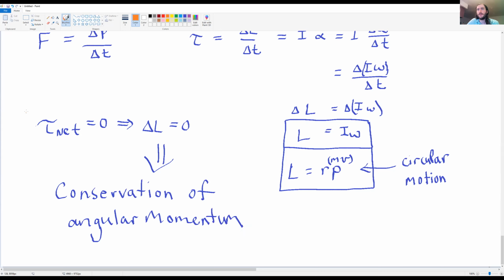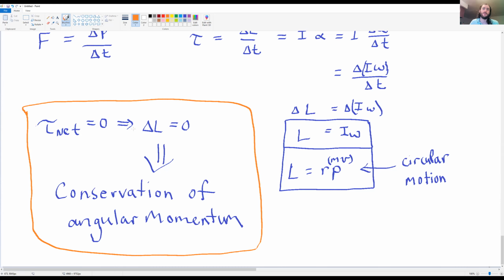Put a box around that one. Very important that angular momentum is conserved. This applies to a whole lot of situations, actually, conservation of angular momentum. For example, think about the Earth and the Sun. Angular momentum is going to be conserved in that case.